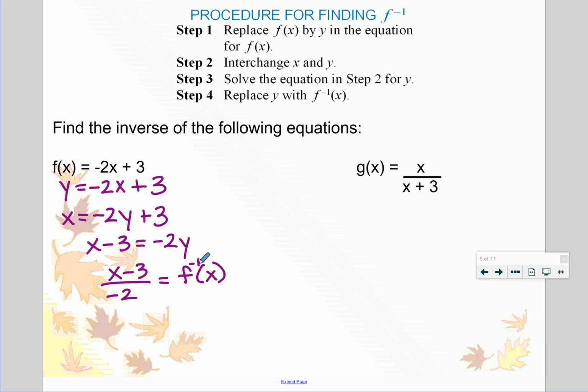Let's try the next one. G of x equals x over x plus 3. First thing I'm going to do is think of that g of x like a y. I'm just going to cross it out and put a y there.